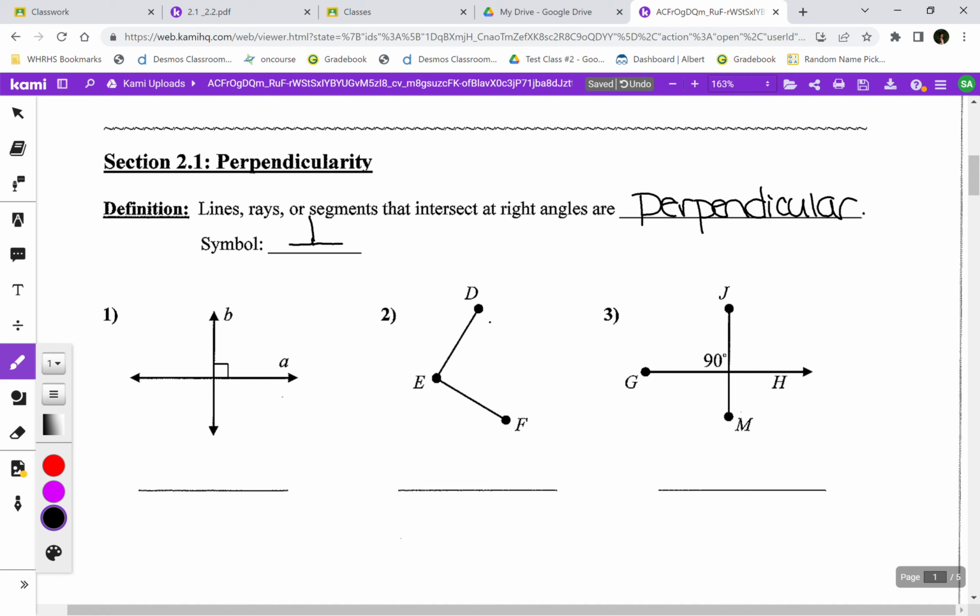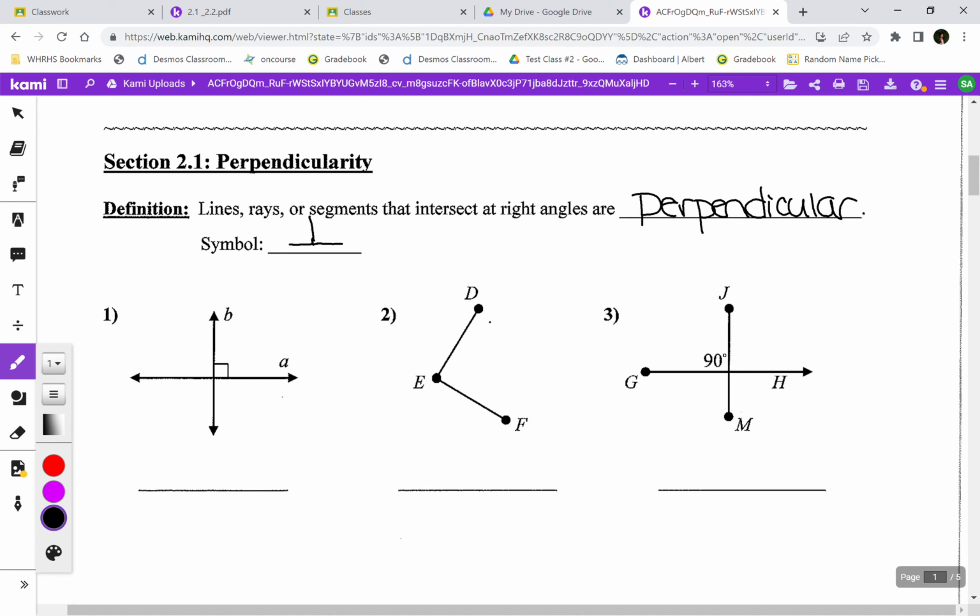Is this a definition, a theorem, or a postulate for perpendicular? Is it a definition, a theorem, or a postulate? Bridget? It's a definition. So in proofs, what are we allowed to write as a reason since it's a definition? Def of perpendicular. Since it's a definition, we are allowed to say def of perpendicular.